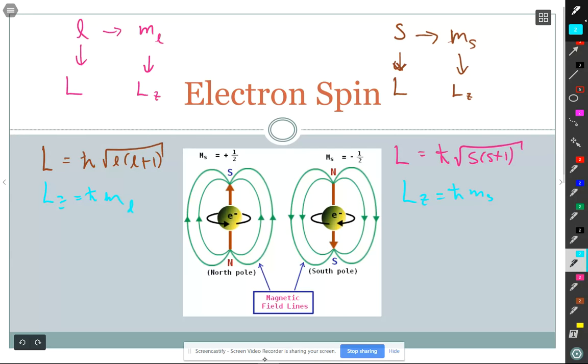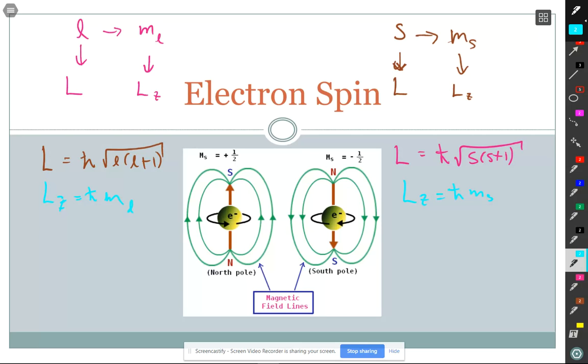And for the record, this is a Z. So those equations still work out the same. But going back to our rules, for L, the maximum value for m sub L was L. The minimum value was minus L. The maximum value for m sub L was L. The minimum value for m sub L was minus L.